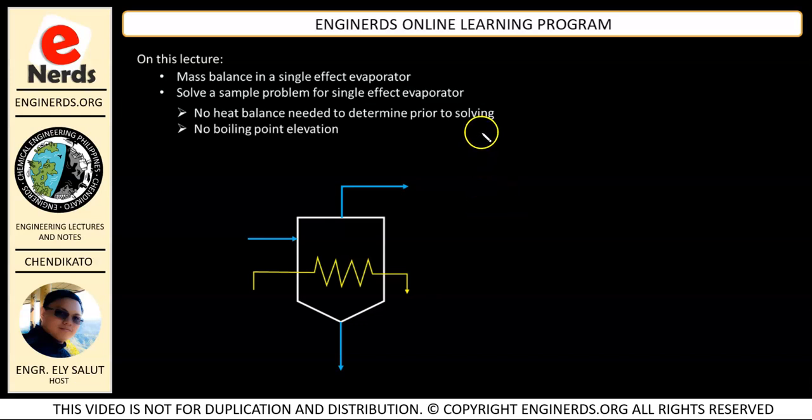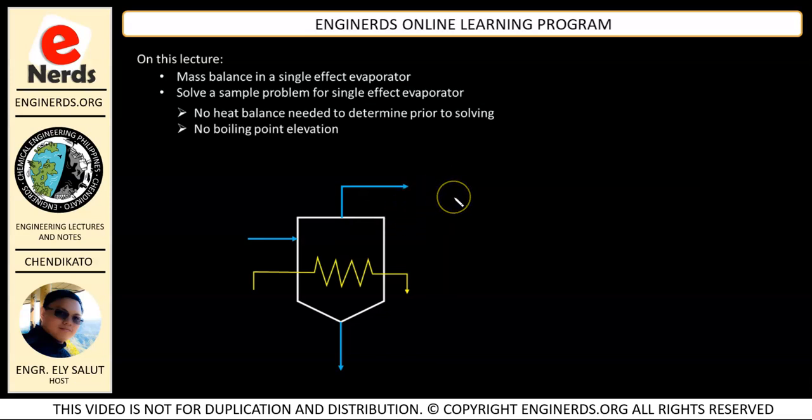So, as I said, dahil ito yung pinakamadaling problem na nakita ko, there will be no heat balance needed to determine prior to solving, kasi marami tayong makikitang mga problems sa single effect evaporator na kailangan muna natin gumawa ng heat balance bago natin ma-identify yung ating mga components dito sa ating evaporator. So dito, hindi muna tayo gagawa ng heat balance dahil i-explain natin yan sa ating next video. And dito, wala rin muna tayong i-consider na boiling point elevation. More of that will be discussed sa mga succeeding videos natin about evaporator.